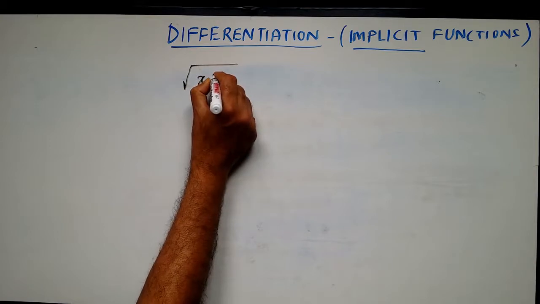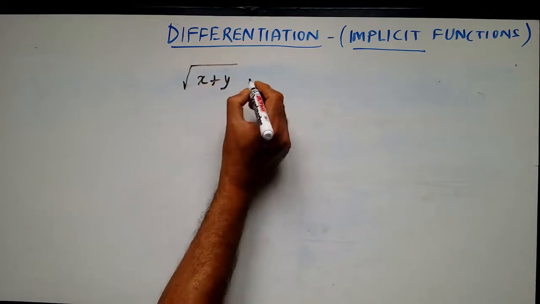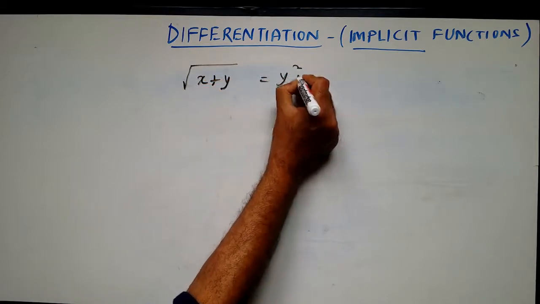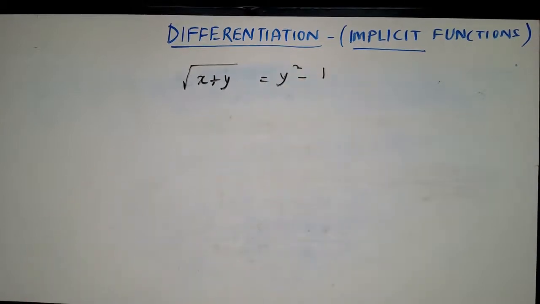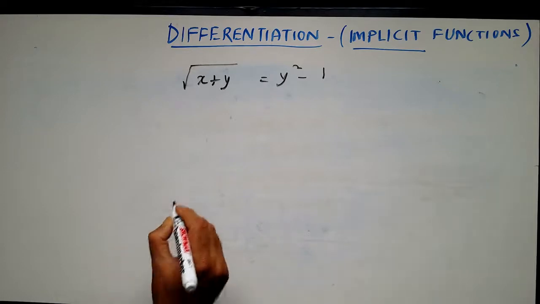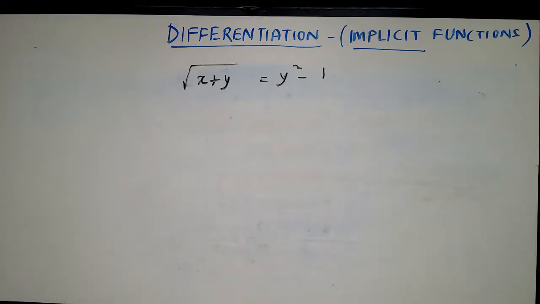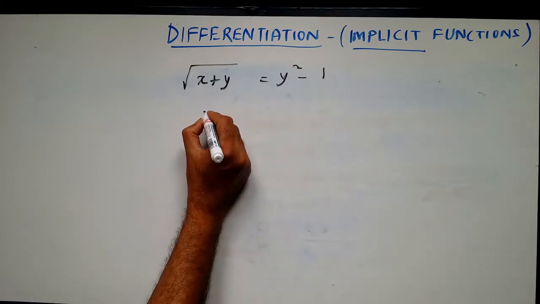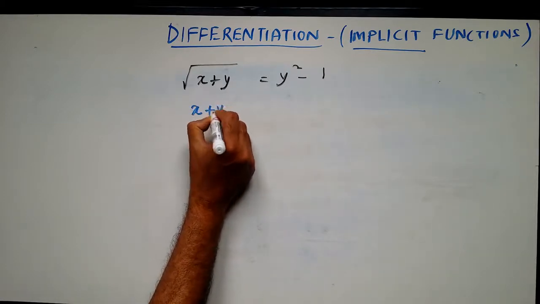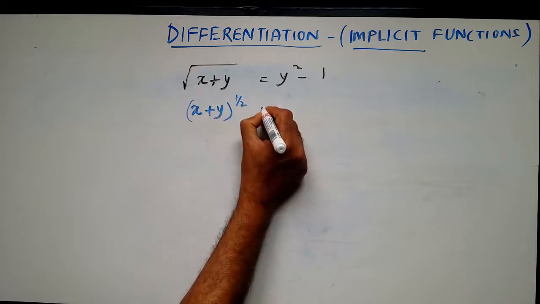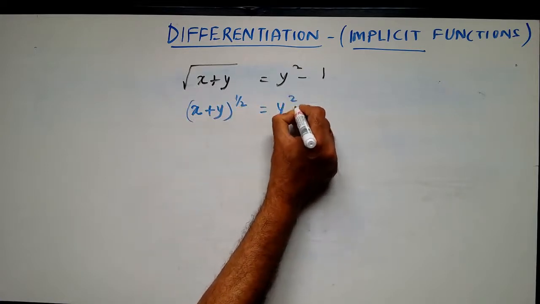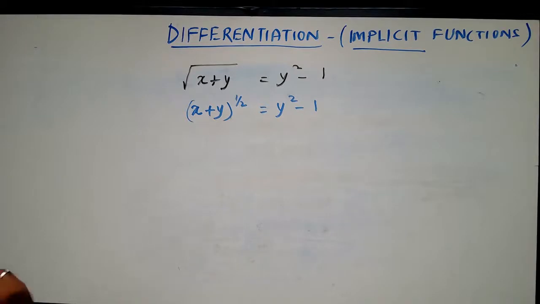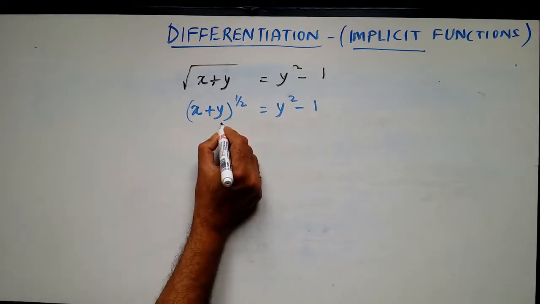Root of x plus y is equal to y squared minus 1. So we can write this as (x plus y) to the power half is equal to y squared minus 1. So let's find out the derivative of this one.